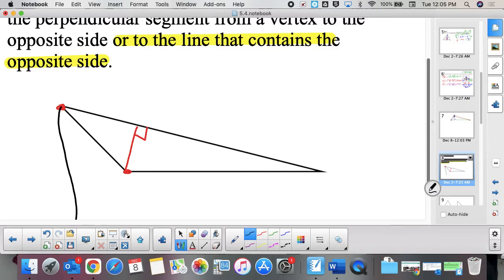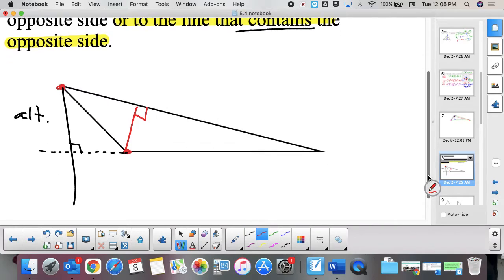That's a bad vertical line. I need to make a vertical line. I can't intersect it. That's why it says, or the line that contains the opposite side. So I can extend this side out. There's my altitude. Likewise, I can extend this altitude out, so that now I have these two altitudes intersecting out here.